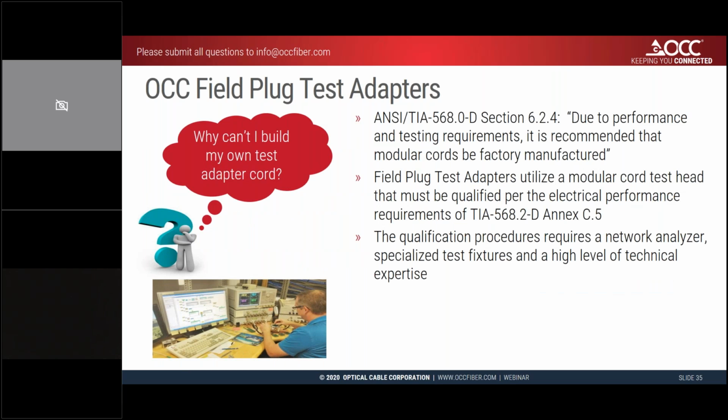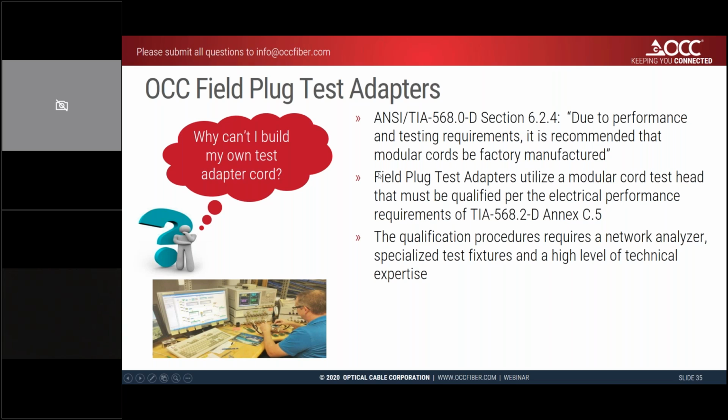So can you just make your own? Well, not really. So again, I will point to the statement: due to performance and testing requirements, it is recommended that modular cords be factory manufactured. Yeah, that still holds true with these things. You want good quality cords and plugs.